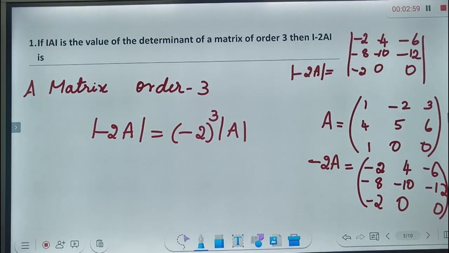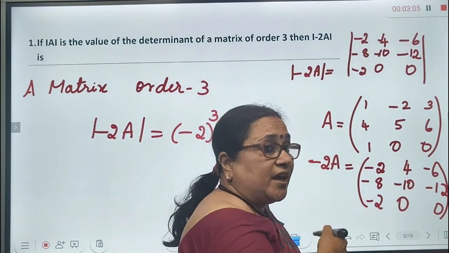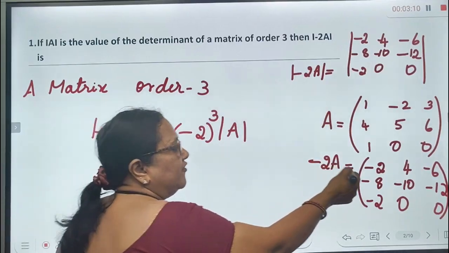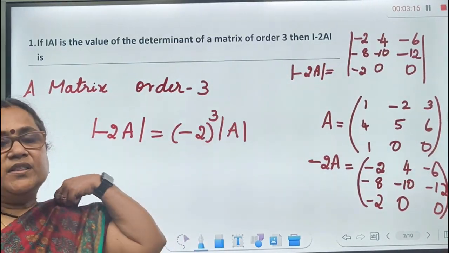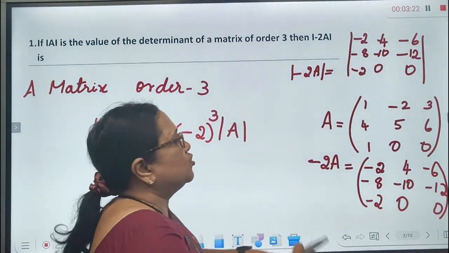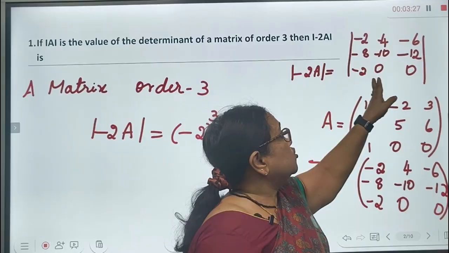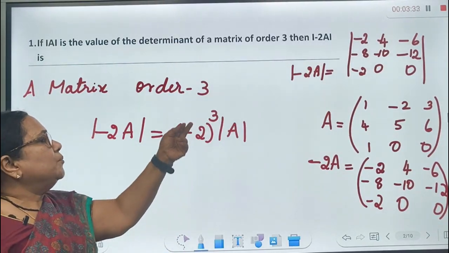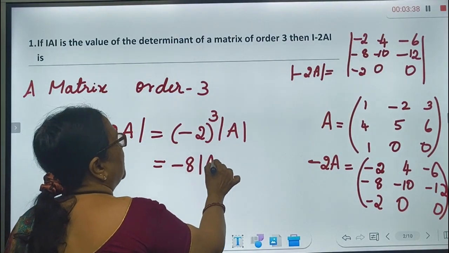Are you able to follow? Because in a matrix we multiply every element by a scalar. Alpha times A means every element of A will be multiplied by alpha. So minus 2 times A would mean every element gets multiplied by minus 2. However, when you look at the determinant value, minus 2 is common in the first row, you can take out one minus 2. Minus 2 is a common element of the second row, you can take out another minus 2. Minus 2 is a common element of the third row, you can take out another minus 2. So you can actually take minus 2 cube into determinant of A, which is minus 8 into determinant of A.